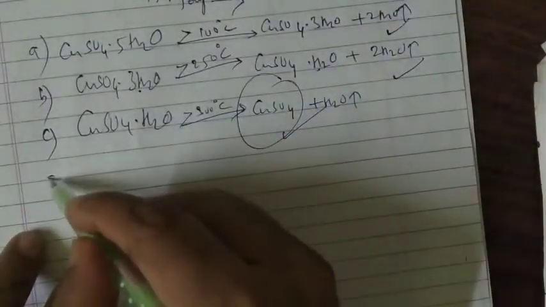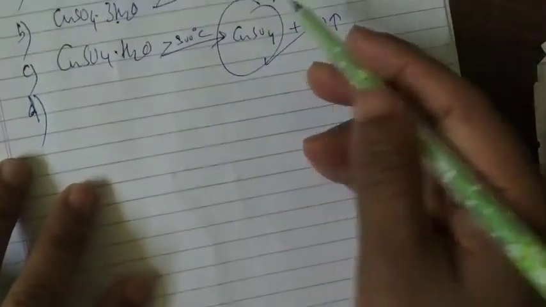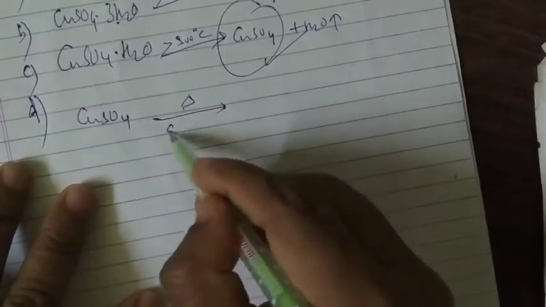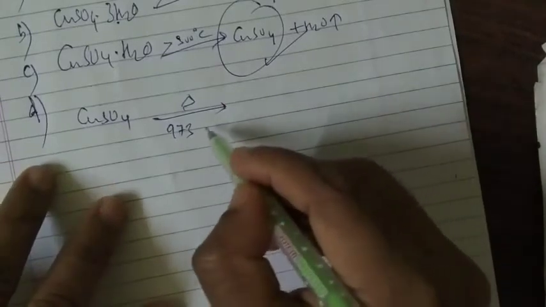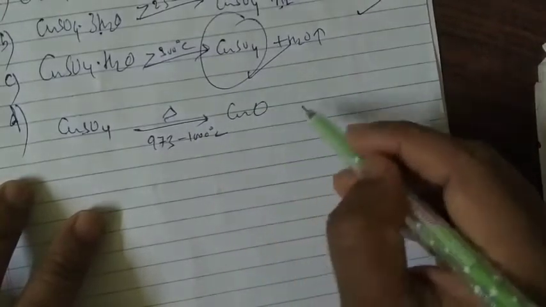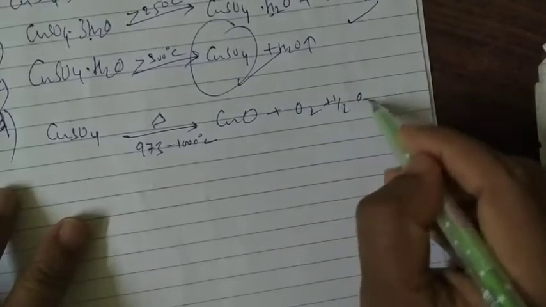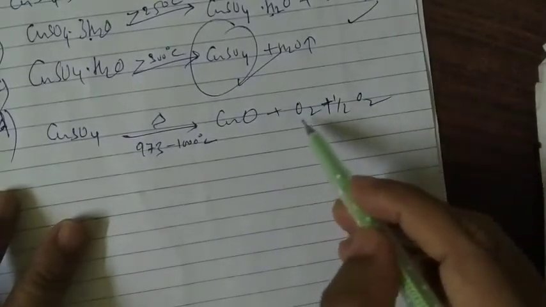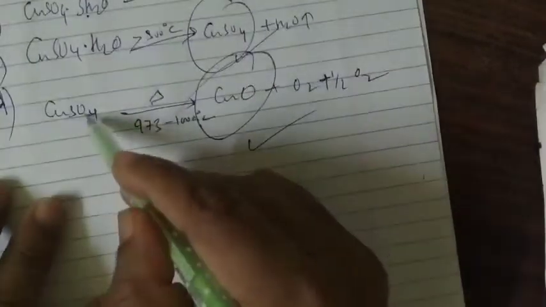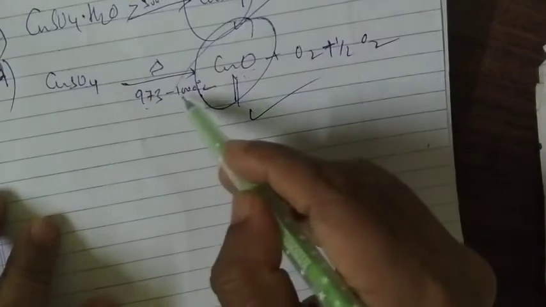Now if you increase the temperature, which is not shown here, the curve will go down and down. If you increase this to a temperature of 973, whatever copper sulfate is there, if you heat it around 973 to something like 1000 degrees centigrade, this copper sulfate is going to break down to cupric oxide, and some oxygen is going to be liberated. Yes, this is very much important. This copper sulfate is going to be broken into copper oxide here. So this is what happened at around 1000 degrees.